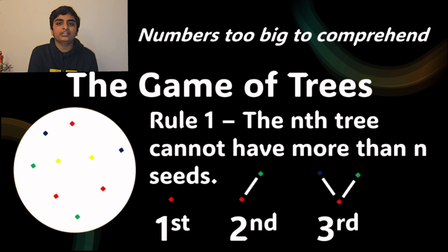To understand the tree of 3, we need to play a game called the Game of Trees, using colourful seeds. There are only 2 rules for this game. Rule 1. The nth tree cannot have more than n seeds. Likewise, the first tree cannot have more than 1 coloured seed, and the second can't have more than 2 colours, and the third, likewise, can only have 3 colours.